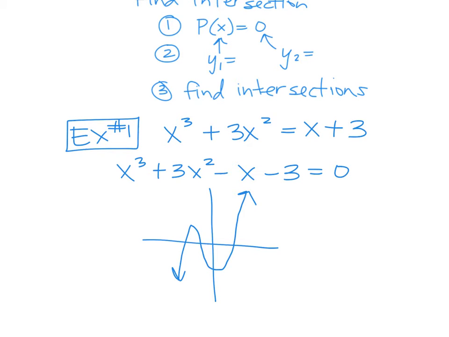So if I were to sketch that, I would go, actually, you know what? Why don't you wait to sketch it? Find your zeros, and then sketching it gets a lot easier. So if we find our intersection, do you remember how to do this?